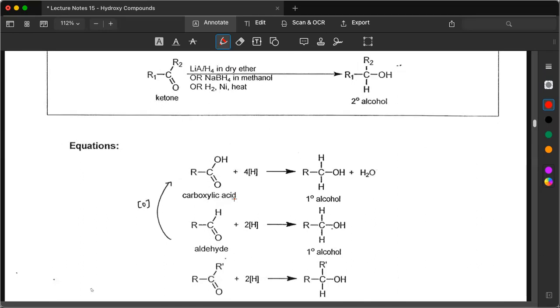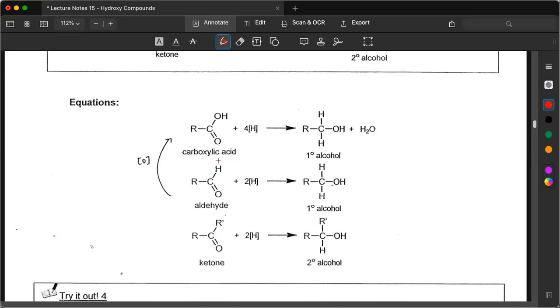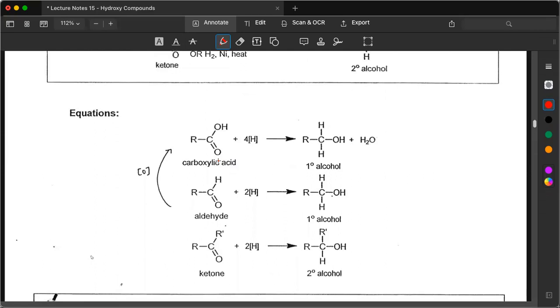So these are the equations to represent the reduction reactions.